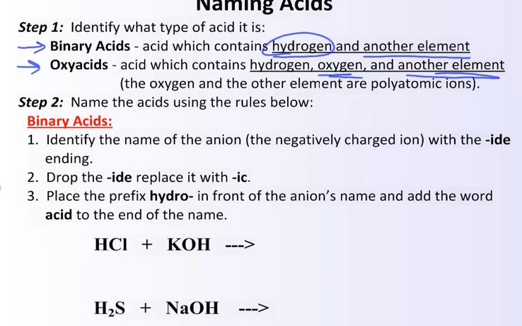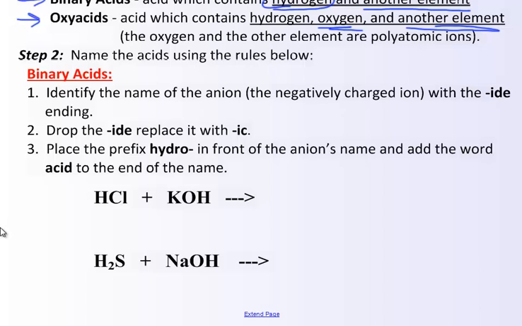So we are going to first deal with binary acids. And it says, identify the name of the anion, the negatively charged ion, with "ide" ending, which basically is the second element. We have chloride and we have sulfide. Normally we would say that name is hydrogen chloride or hydrogen sulfide, but because it's an acid, we're going to name it differently. So instead of taking this ending of "ide," we are going to drop it and we're going to add "ic" to it.